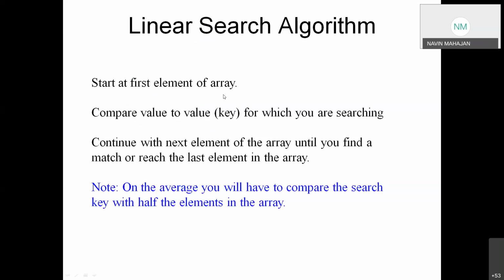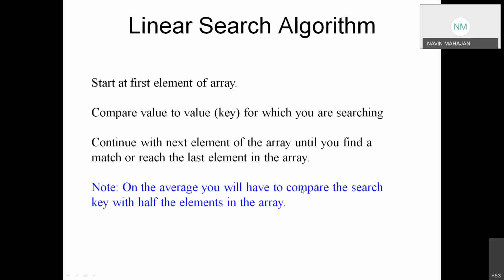Start at the first element of the array, compare the value to the key for which you are searching, and continue with the next element of the array until you find a match or reach the last element in the array. Note, on average, you will have to compare the search key with half of the elements in the array. So what are the average comparisons?